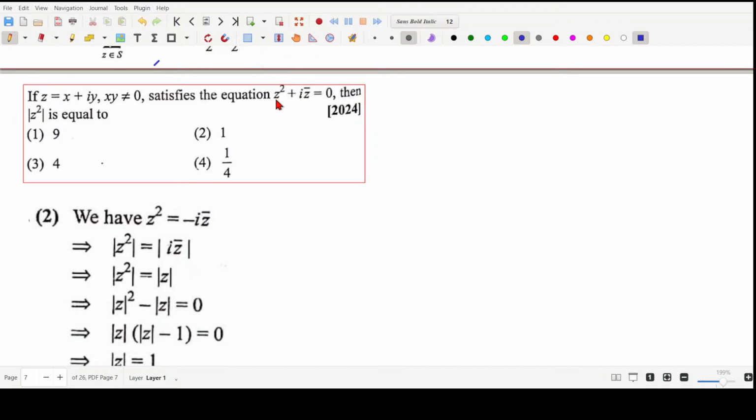Okay, so you'll get a big equation with a real part and an imaginary part, right? You'll get a simple complex number with real and imaginary parts. Real should be 0, imaginary should be 0. Two equations, two unknowns. You'll solve both, figure out what x and y are, and then figure out what x square plus y square is. That is one solution. Otherwise, we have a little shorter solution.